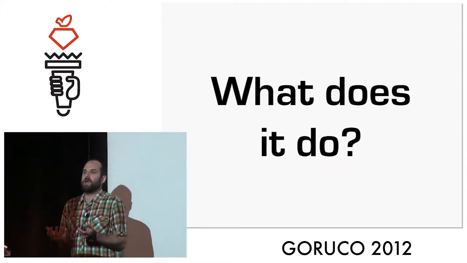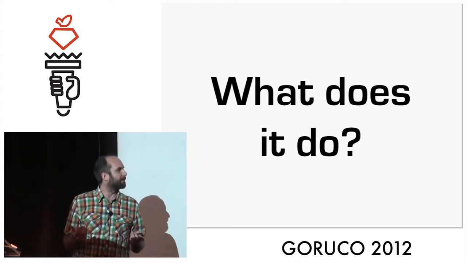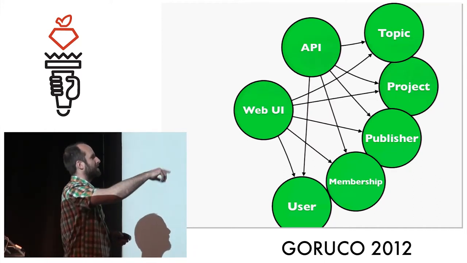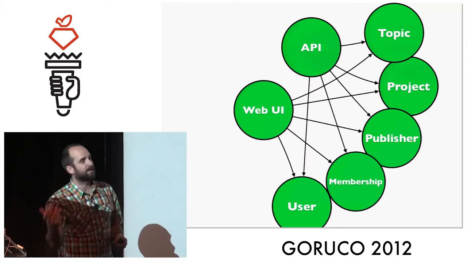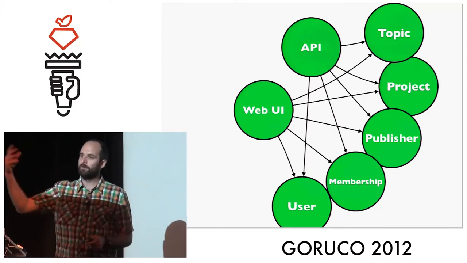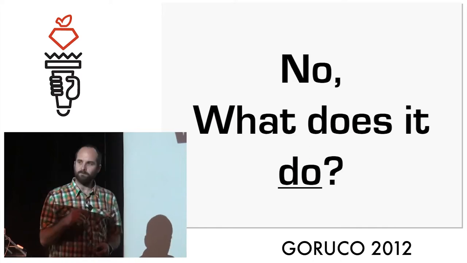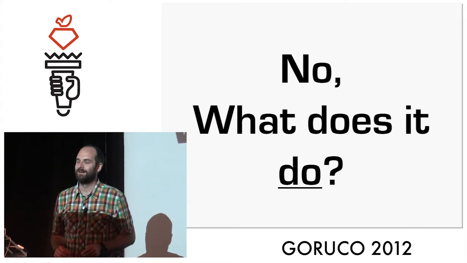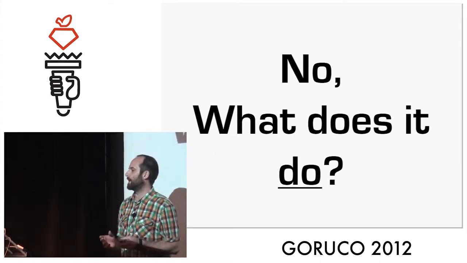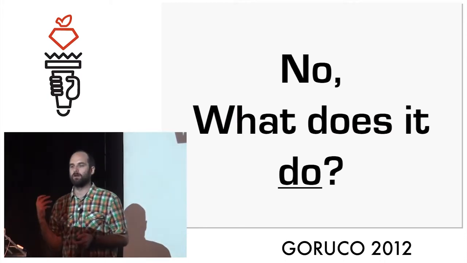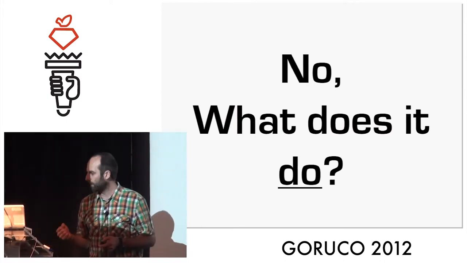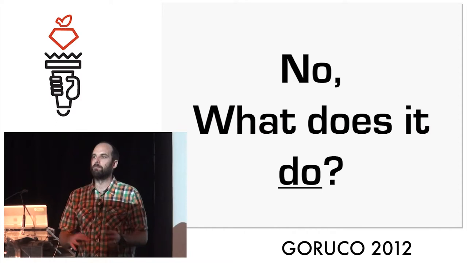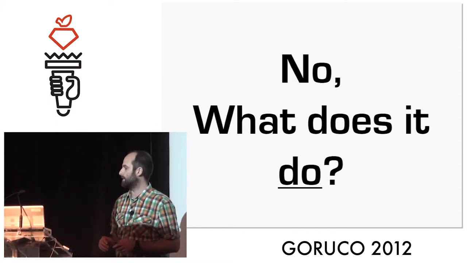So we have to ask ourselves, what does my application do? So if I take Relish, what does Relish do? Well, we have users, and users have memberships of publishers like RSpec, and then publishers have projects like RSpec Core, and then those projects have different topics, pages of documentation. Oh, now that's not what it does. That's the data. And that's the mistake we keep making when we're doing domain modeling. And that's what I've come to realize as I've read the GOOS book, Growing Object-Oriented Software, is that we get mixed up between modeling around data and modeling around behavior. And I'm going to come back to this.